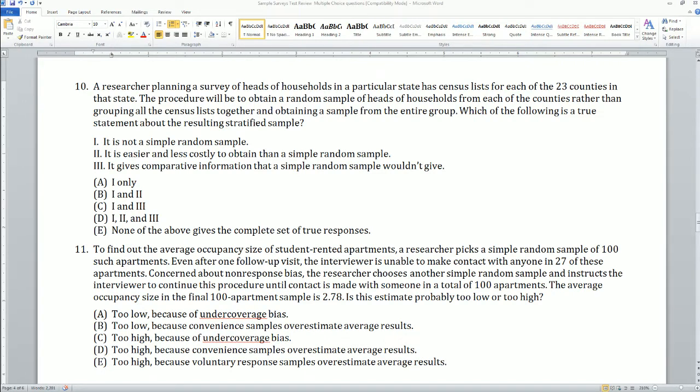What is the difference between convenience sampling and simple random sampling? Convenience is like when you randomly spot people. Yeah, you set up your table during lunch. Isn't that easy and less costly? Yeah. There you go. So 2 is still correct.